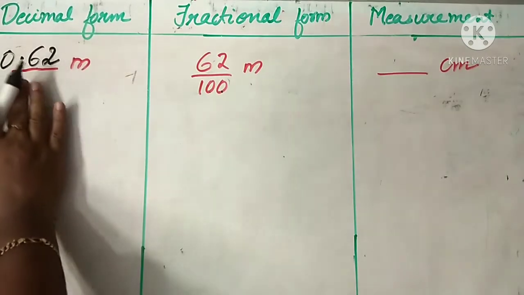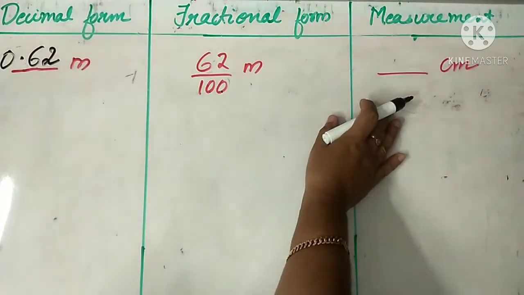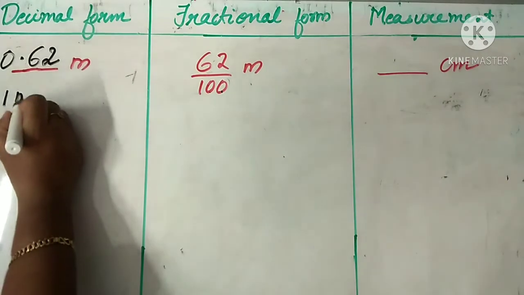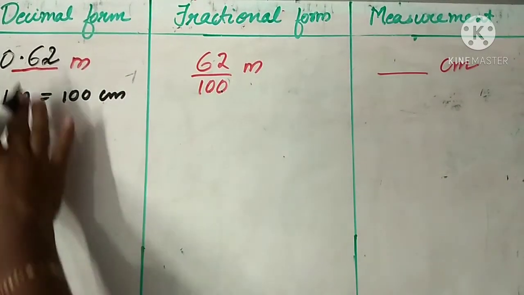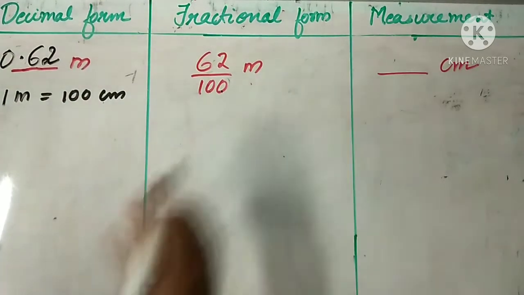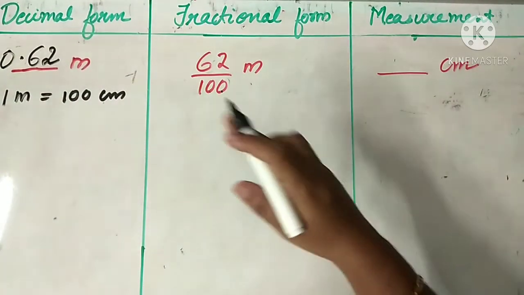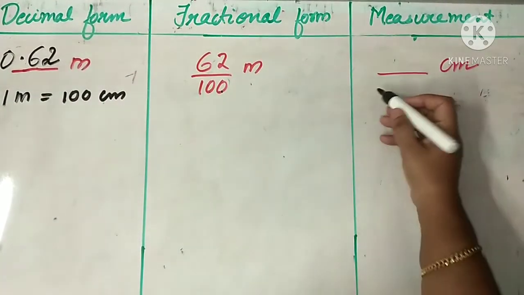Now, this we have to convert into centimeter. We know 1 meter is equal to 100 centimeter. So, to convert this into centimeter, we have to multiply that with 100 centimeter.